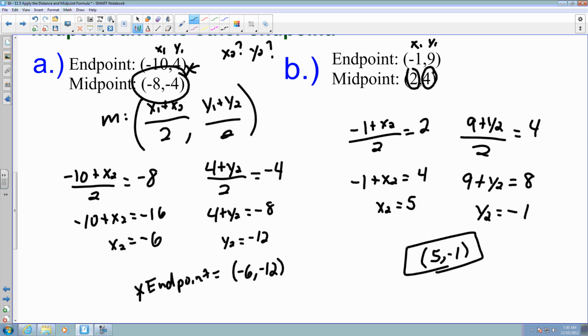And if you were to use this as an endpoint and this as an endpoint, using the midpoint formula, you should get 2 comma 4 for your answer, just to double check. And that is how you apply both the distance formula and the midpoint formula.